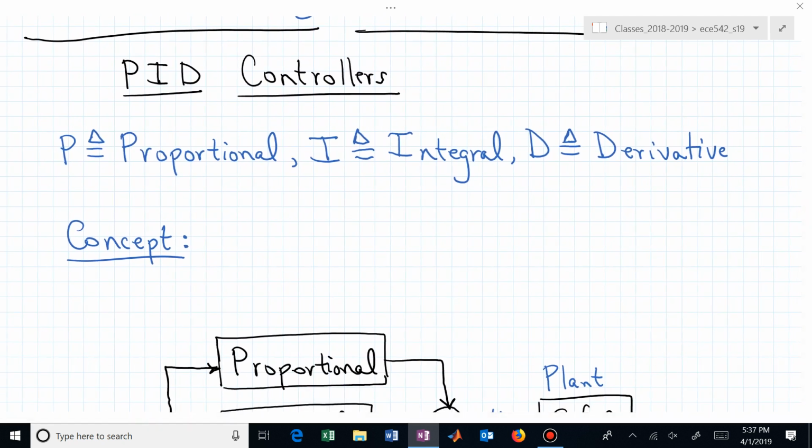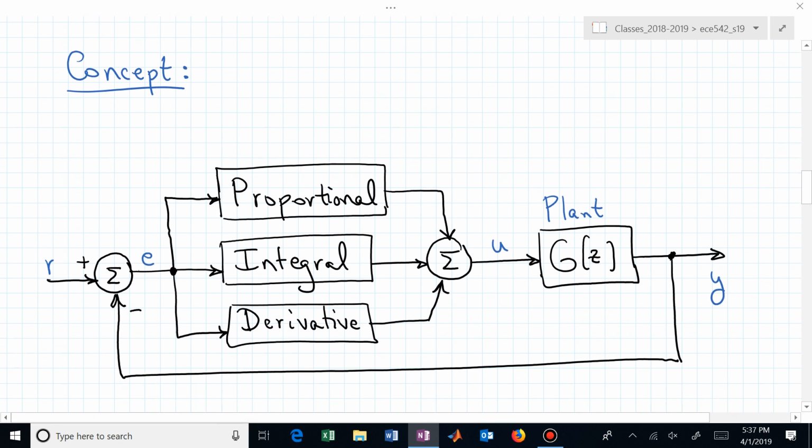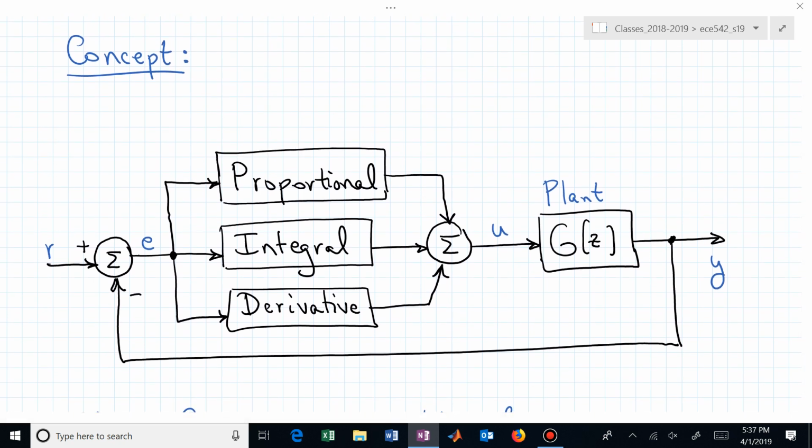Let's look at this PID controller. I won't slip again. How's that? So we have a proportional integral derivative controller, and conceptually it's not that hard.